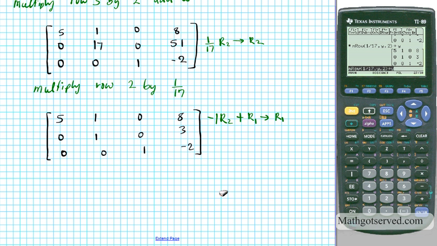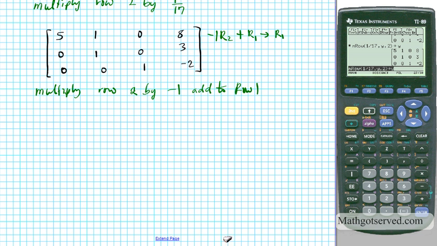All right, so now what we're going to do is what I said earlier. This I can do by hand, okay? But I'll just show you the calculator. So let me write out what I'm doing. I'm going to multiply row 2 by -1 and add to row 1. Okay? Alright, so let me show you what that looks like.